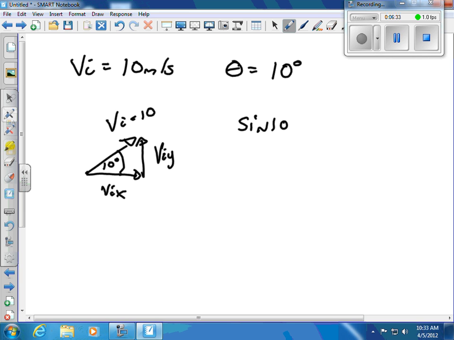Sine of 10 equals Viy over our velocity initial, which is 10. And our velocity y is equal to 10 sine theta. What's it equal to? 1.7.